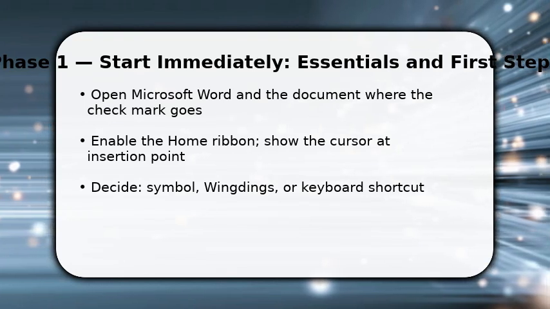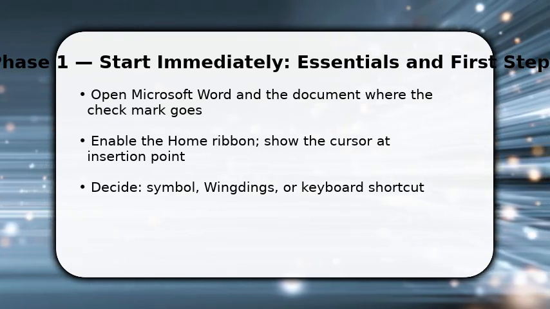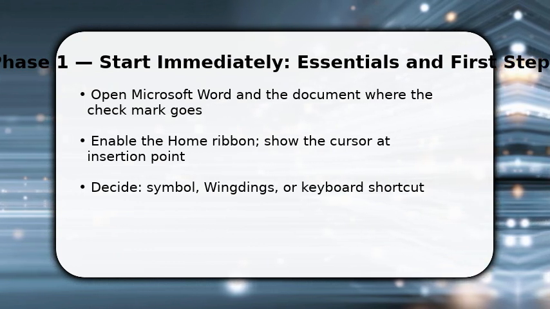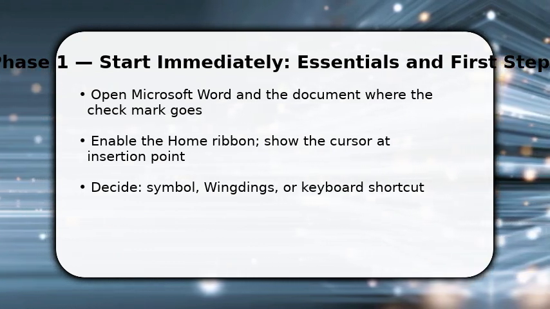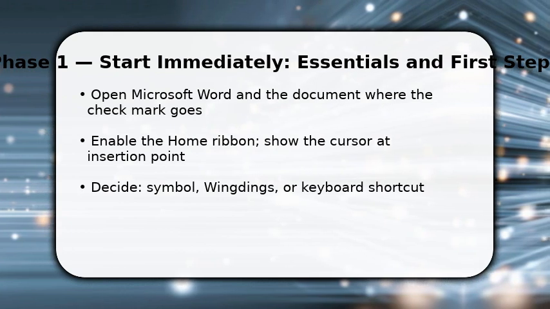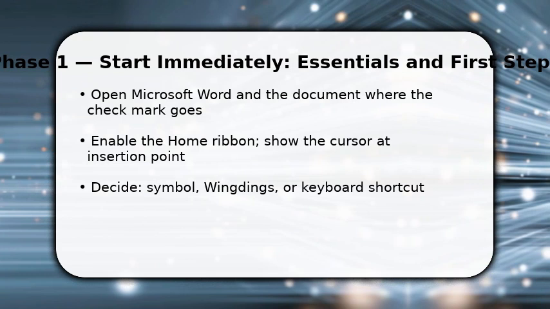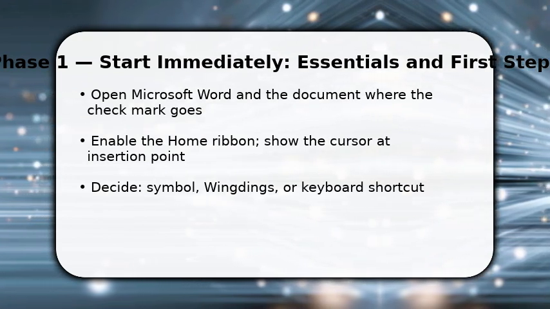You start by opening Word and placing the cursor where the check mark should appear. Make sure the Home ribbon is visible. You will use it immediately. Once done, decide whether to insert a symbol, use a Wingdings font, or set a keyboard shortcut. You want speed versus visual control. Symbols give control, Wingdings gives quick styling.